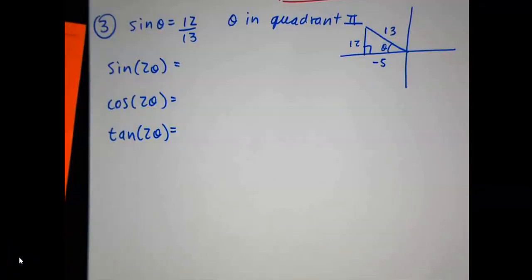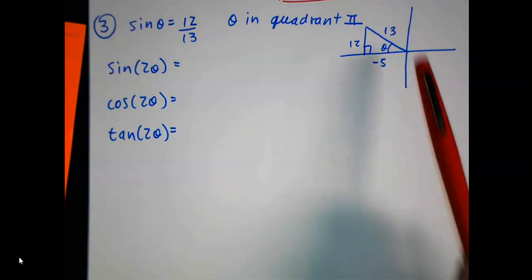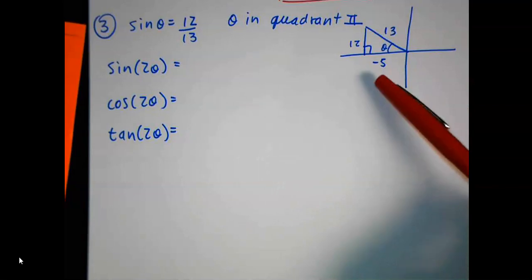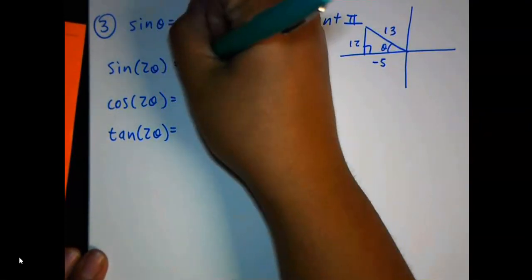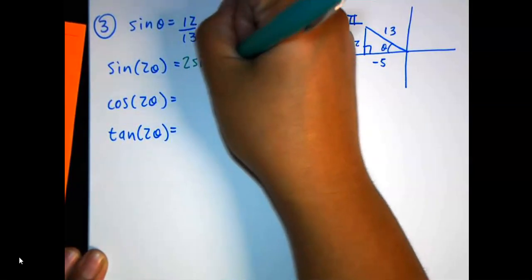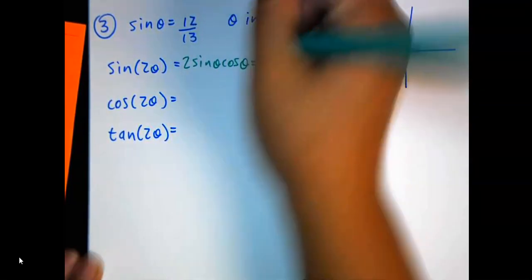They only gave me the information that sine of theta equals 12 over 13, and theta is in quadrant 2. So then I went ahead and did my little triangle. You find your missing side by using a squared plus b squared equals c squared, but since we're in quadrant 2, the x value is negative. Then you go to your equations and you find sine of 2 theta, or 2u, which is going to be 2 sine of theta cosine of theta.